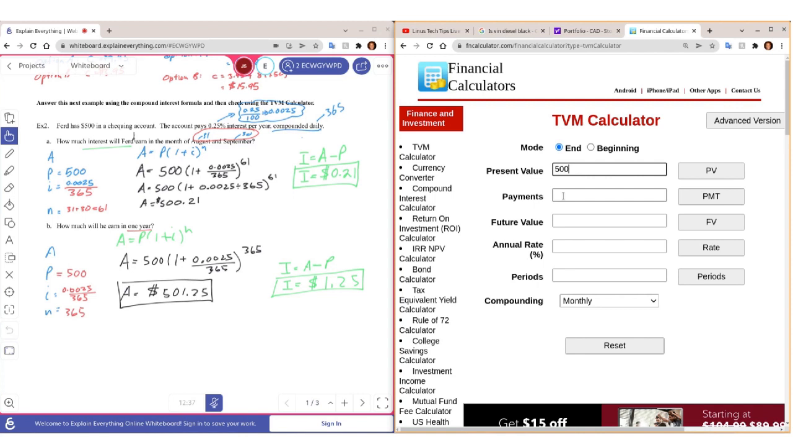So now, for our future value, we don't know. We don't know what the payments are. We do know what the annual interest rate is. Now the annual interest rate we said was 0.25%. So we're going to write 0.25. And instead of saying that this is compounding monthly, we're going to compound this daily and the number of compounding periods for part A is 31 plus 30, which is 61 days.